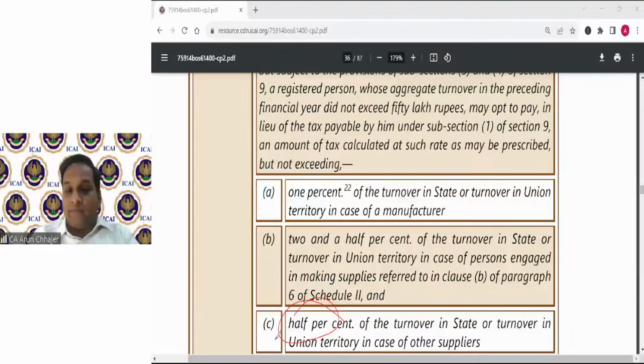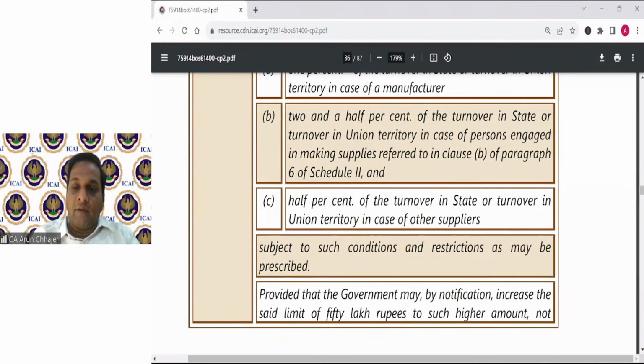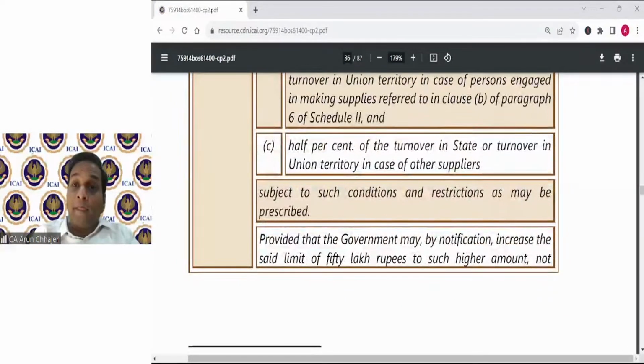0.5% of the turnover in the state or UT in case of the other supplier. So that will be the trader of goods, and the rate is half. It means half plus half, 1%. Subject to such conditions and restrictions as may be prescribed. Meaning thereby there would be certain conditions and certain restrictions which will be prescribed. So we have to see the conditions and the restrictions.